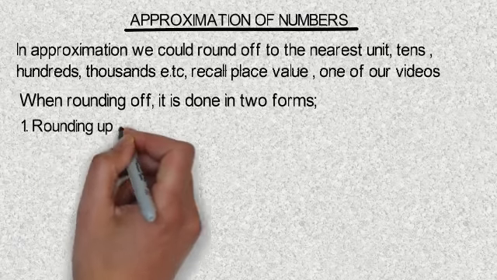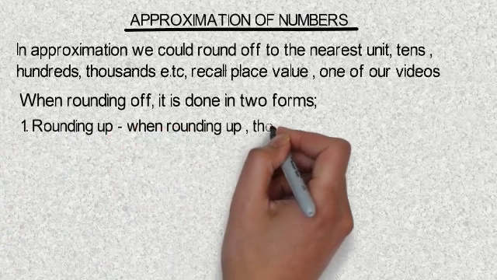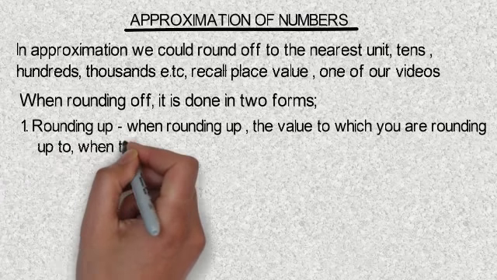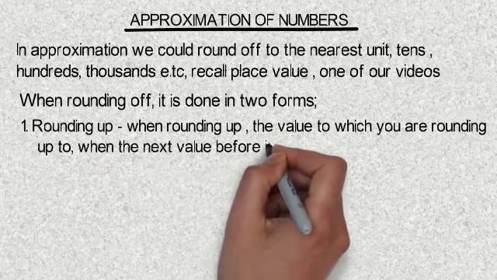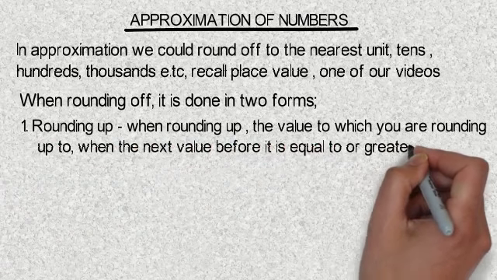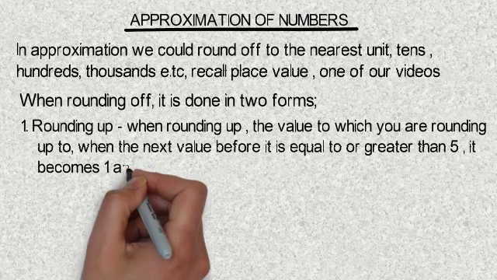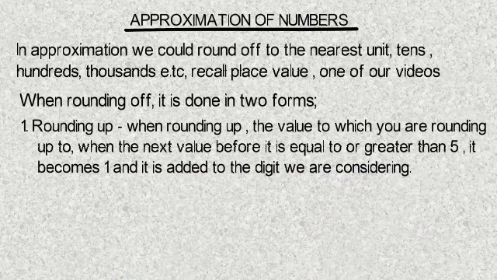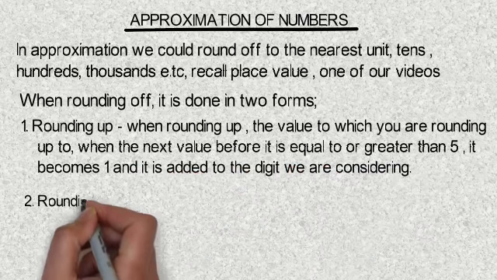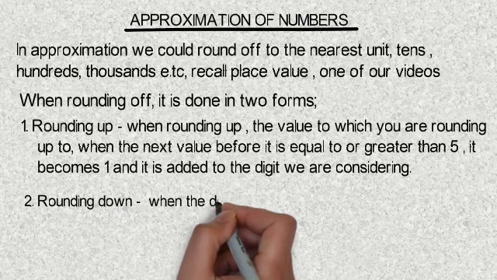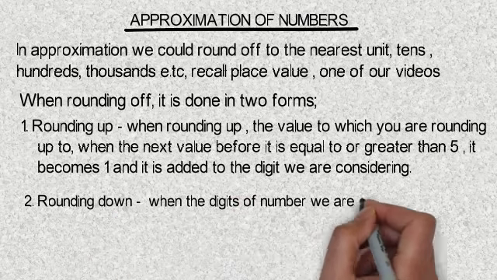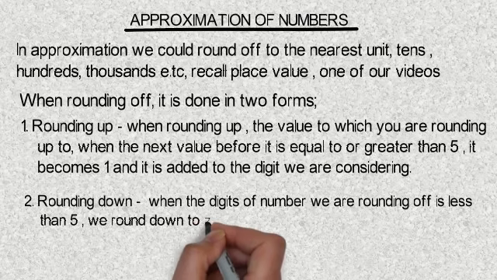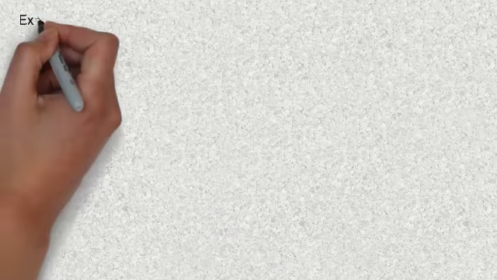1. Rounding up. When rounding up, when the next value before the digit you are rounding to is equal to or greater than 5, it becomes 1 and it is added to the digit we are considering. You understand this better when we solve an example. And 2. Rounding down. When the digit is less than 5, we round down to 0. So now let's look at some examples to give you a better understanding of what I'm saying.